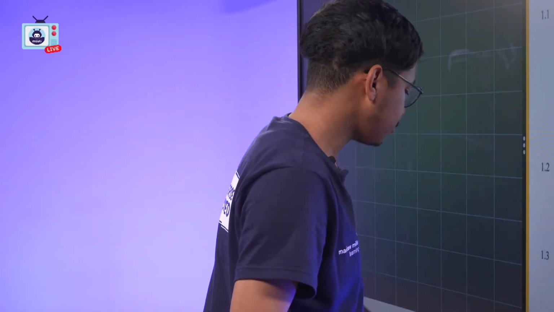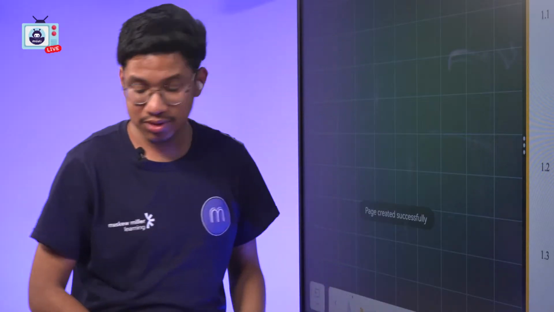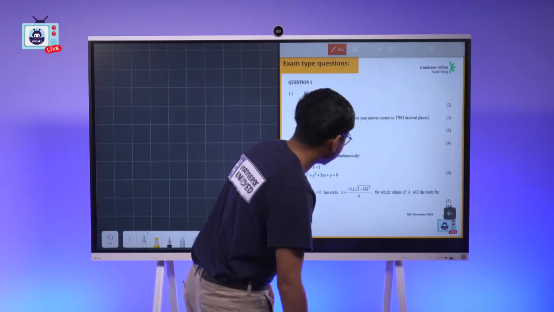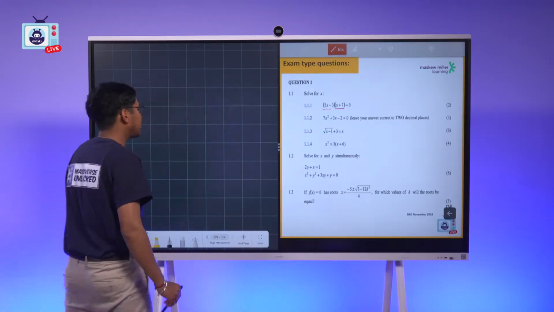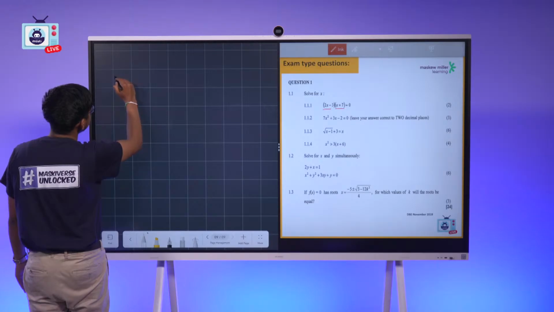Okay? All right. Now, very important, they will ask it in every grade 11 exam, is 1.1.3, which is a surd equation, right? It's an equation with a surd in, all right?